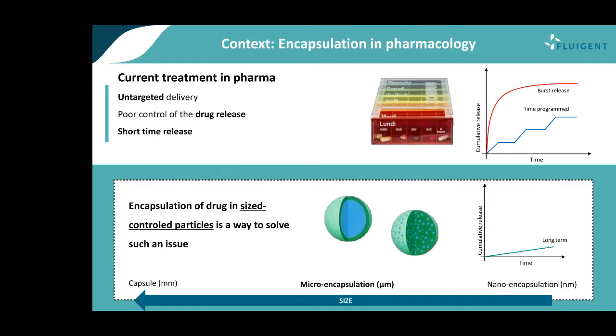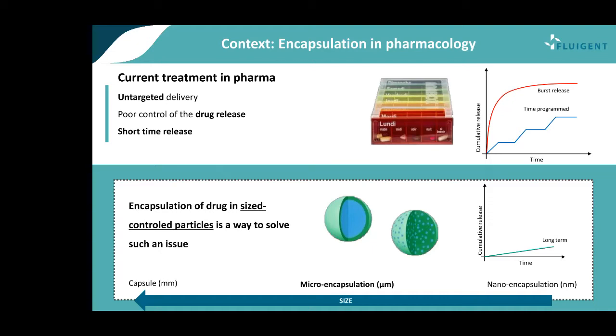But what if we could develop drugs that could target specific sites, specific organs, control really precisely the delivery of the drugs during a specific amount of time, deliver the right amount, not less, not more, and for a long period of time to avoid dose frequency?